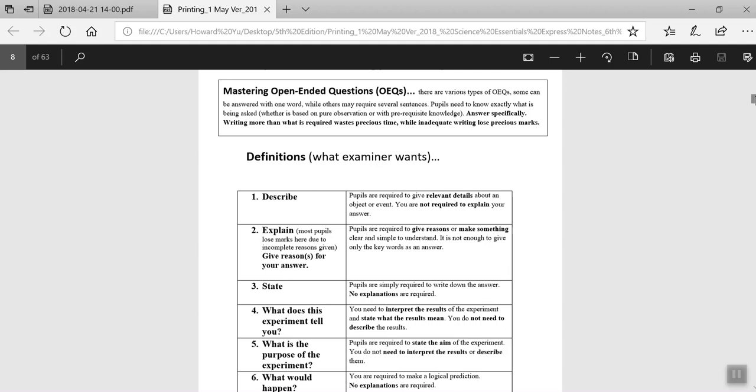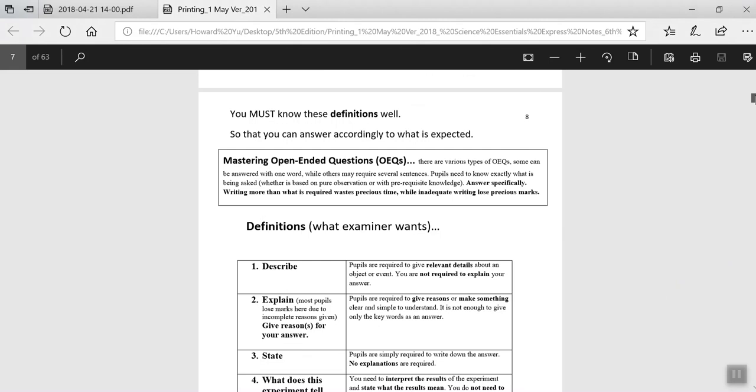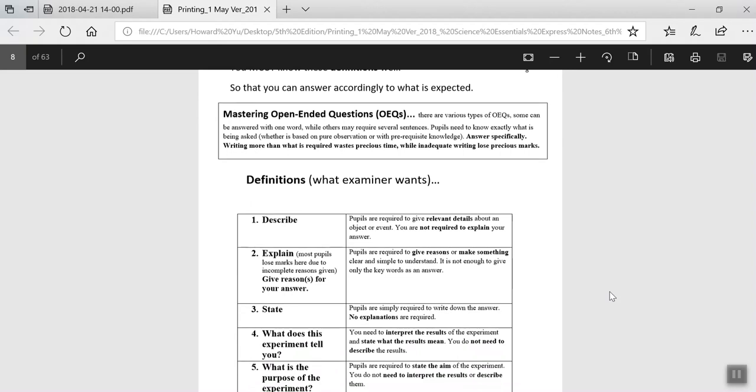This is Mr. Yu. I'd like to explain on this page the important definitions where your child needs to be very sure of what is being asked. For example, when they are asked to describe, pupils are required to give relevant details about an object or event. They are not required to explain their answers. So later there will be one question on the following page which asks them to describe how water was obtained in a cup when left overnight.